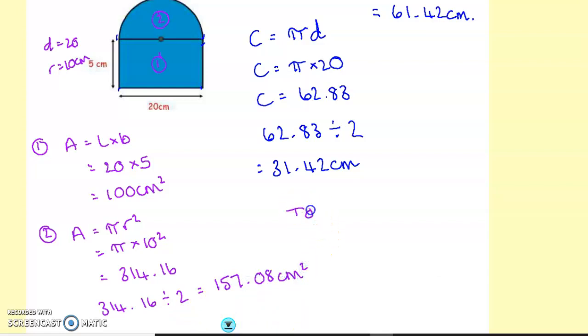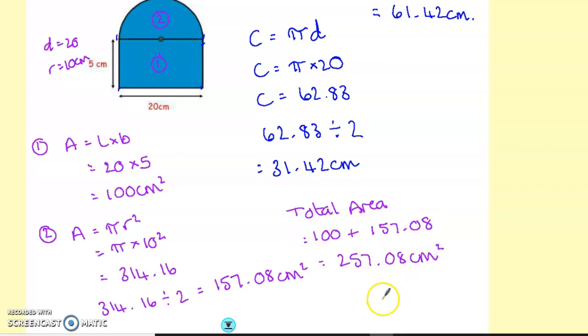I then want to get my total area. I've got my rectangle, I've got my semicircle, so I need to add them together. And remember your units at the end as well. So the area for that one will be 257.08 centimetres squared. Okay, last example then.